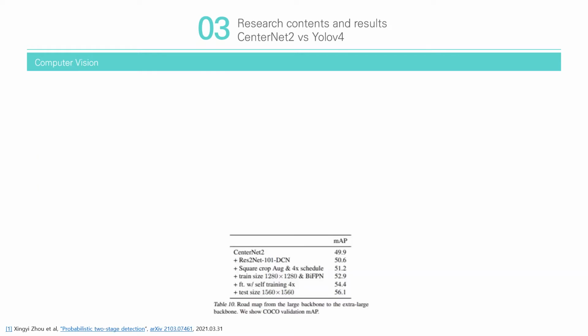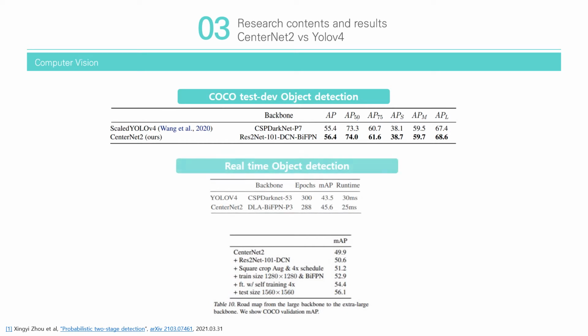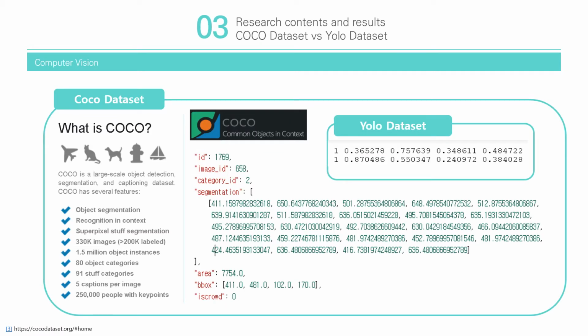According to the paper, CenterNet2 has a better AP than YOLOv4 when using the same COCO test dataset, and its real-time object detection also shows faster runtime and higher mAP. We changed dataset format from existing YOLO to COCO. COCO format has high scalability and provides some object annotation data on their official website. You can see that YOLO format only stores bounding box information, but COCO data format has various information, not only bounding box, but also segmentation information.